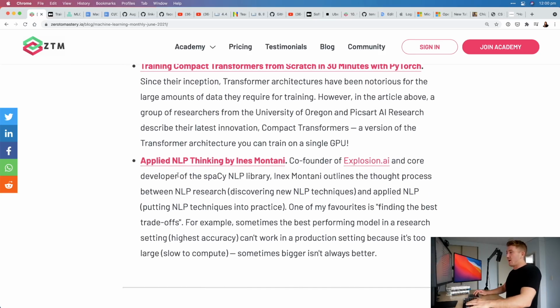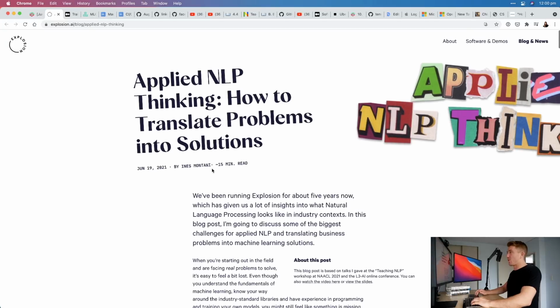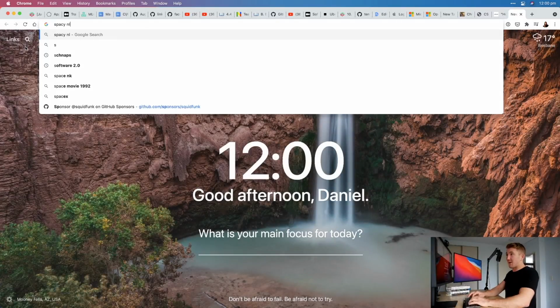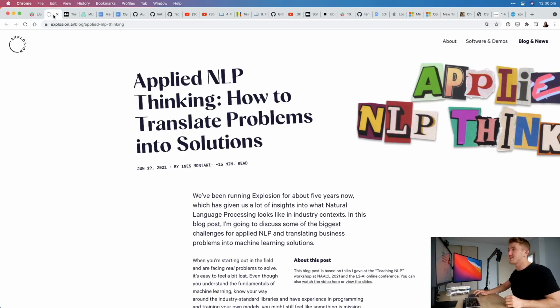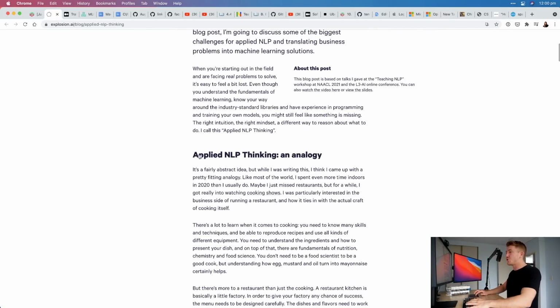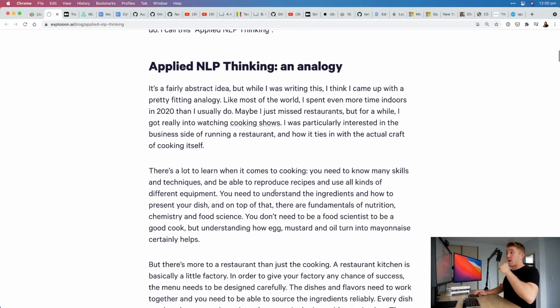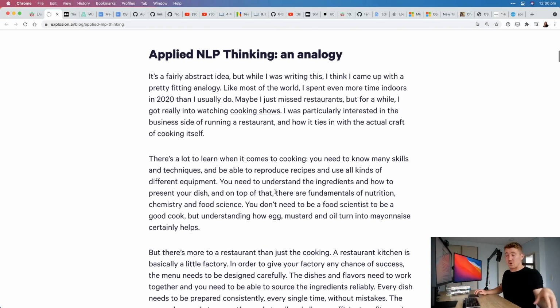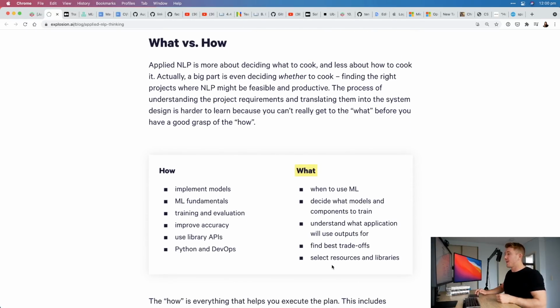Finally, we have a beautiful blog post by Ines Montani, who's one of the co-founders of Explosion.ai, the creators of spaCy NLP, which is an industrial strength natural language processing library we've seen in the past. But this blog post goes through how you should think about applied NLP. As you could imagine, or you might not, applied NLP, which is applying NLP in a production setting, is a little bit different to research. So in research, I like this table by the way, how versus what. Find the best trade-offs. That's my favorite highlight from the whole thing.